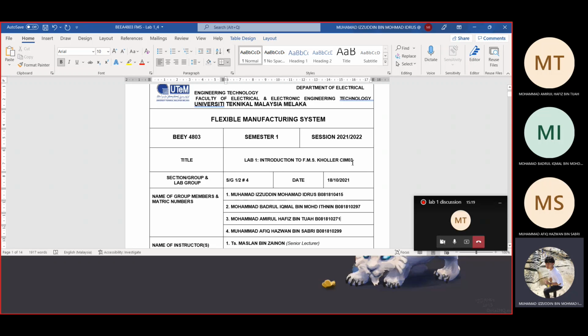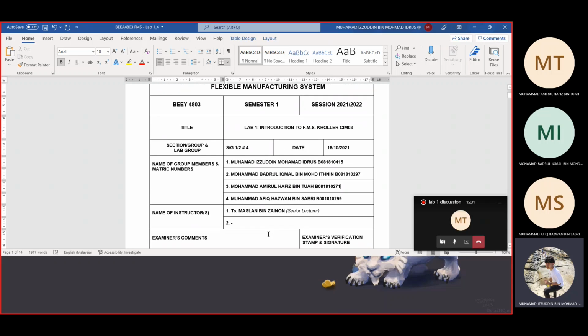Kholler CIM03. So we're from group 4 and my name is Muhammad Izzuddin Muhammad Idrus and my members are Muhammad Badrul Ikmal, Muhammad Amirul Hafiz and Muhammad Afiq Hazwan. And our lecturer is Encik T.S. Maslan bin Zainul.